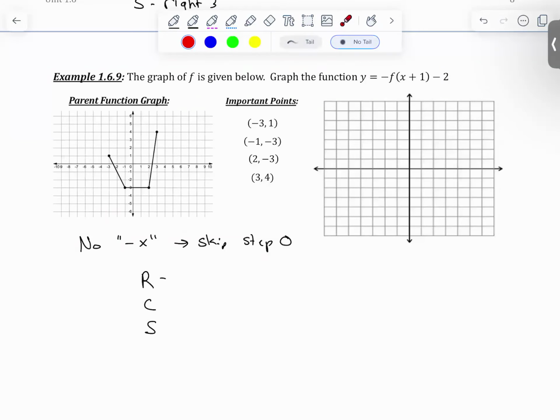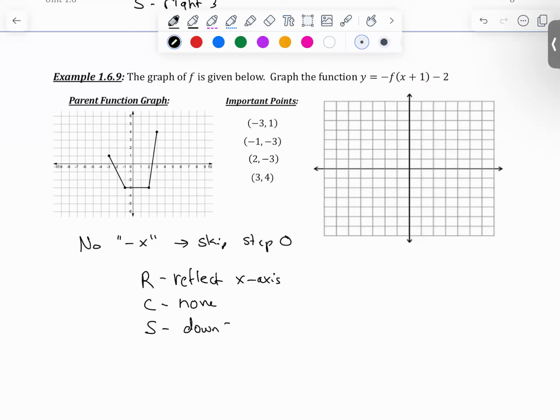Is there a reflection? Is there a minus sign being multiplied or next to an x? Yes, there is. It's on the outside, meaning it's affecting the y coordinates. So it's a reflection across the x-axis. Compressions or stretches would be a number being multiplied into the function or into the x, which there isn't. So none. But there are 2 shifts. Subtracted on the outside, so we're going to go down 2. And then we're adding 1 on the inside, so we're going to be shifting left 1.